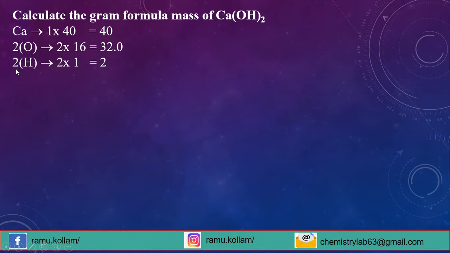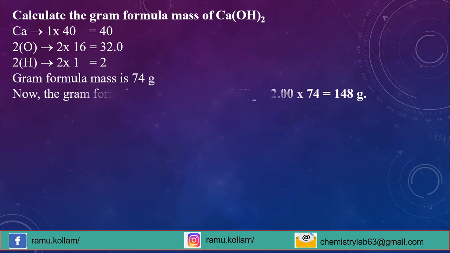Similarly 2 into hydrogen, that means 2 atoms of hydrogen. 2 into 1, where 1 is the atomic weight of hydrogen. So that is 2. By summing these values we get the gram formula mass as 74 grams. So the gram formula mass of 2.00 moles of calcium hydroxide is equal to 2 into 74. Finally we get 148 grams.